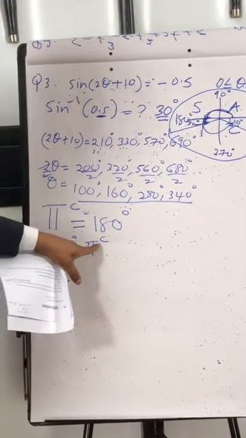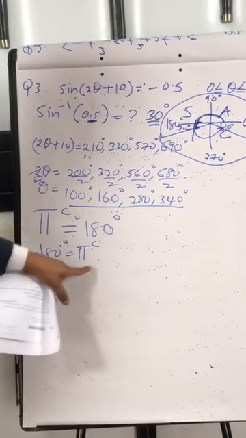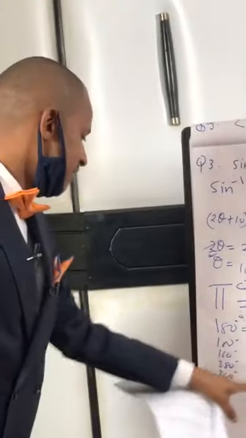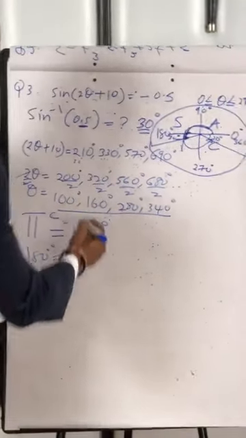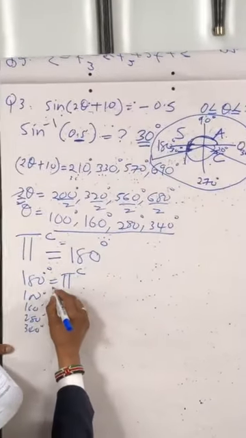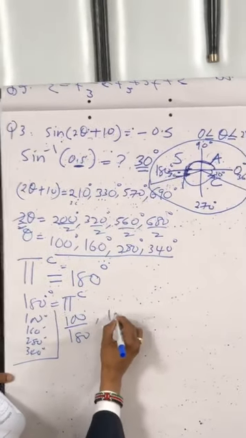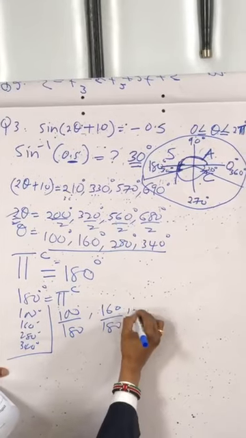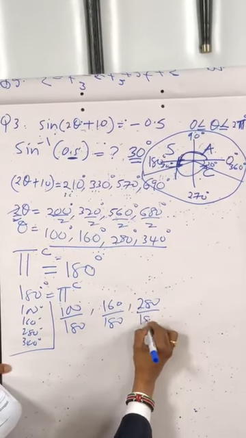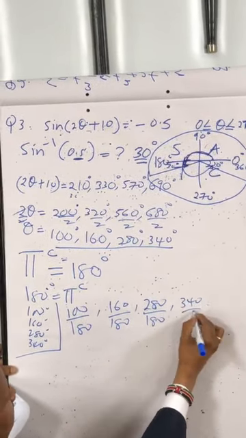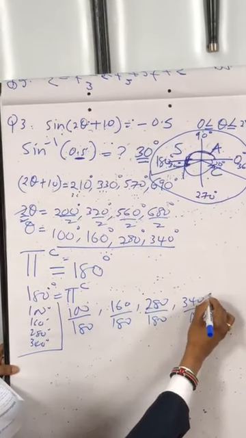So you realize that we'll be multiplying 100 times pi divided by 180, 160 times pi radians divided by 180, 280 times pi radians divided by 180, 340 times pi radians divided by 180. So we divide all these angles by 180. So we'll have 100 divided by 180, 160 divided by 180, 280 divided by 180, and finally 340 divided by 180. They're in degrees.